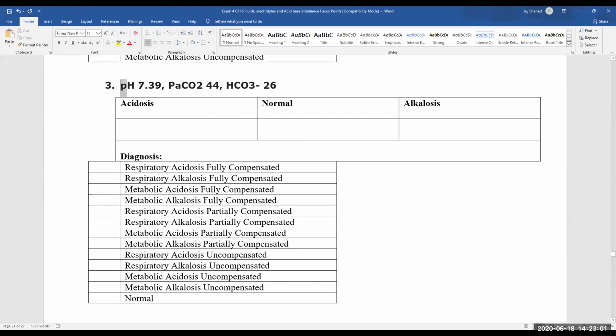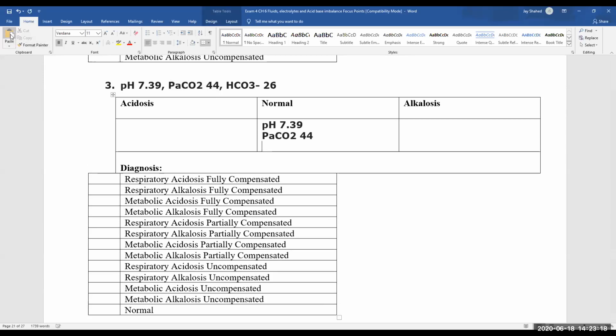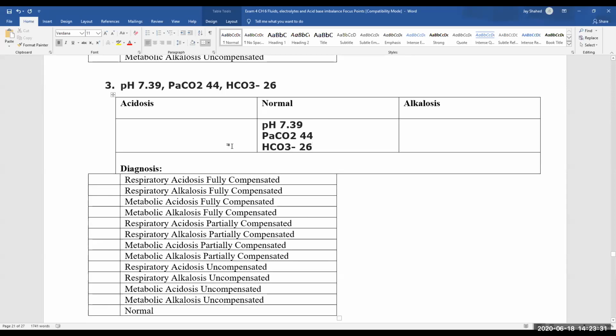How about this one? So pH, where does it go? Normal. What about this one? Acidic. Okay, it's normal. What about this one? Normal. As is this one. So what's your diagnosis? Normal.